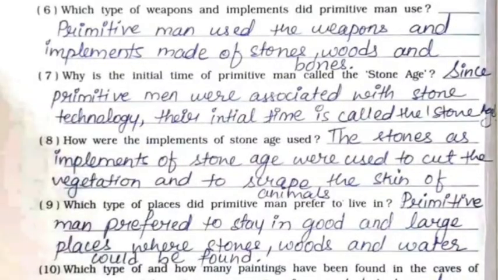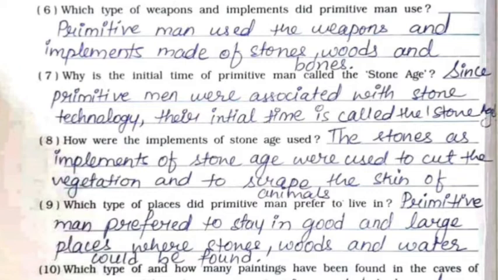Sixth, which type of weapons and implements did primitive man use? Primitive man used the weapons and implements made of stones, woods and bones. Seventh, why is the initial time of primitive man called the Stone Age? Since primitive man were associated with stone technology, their initial time is called the Stone Age.